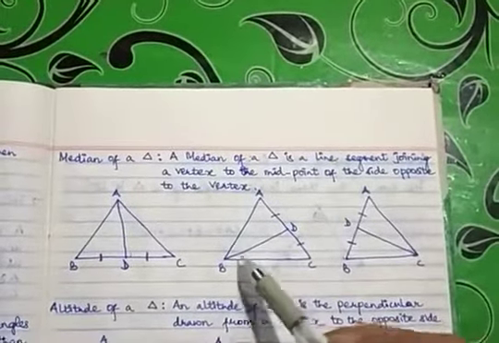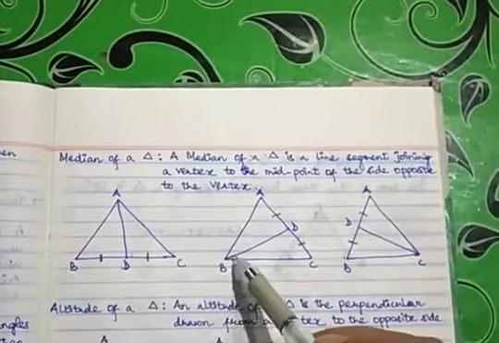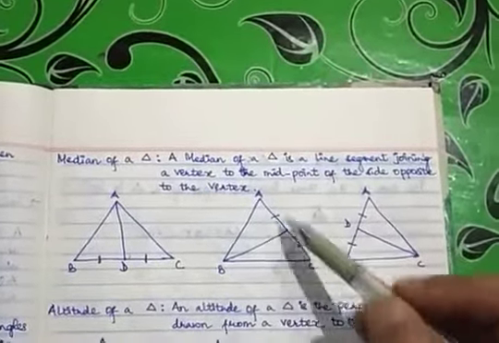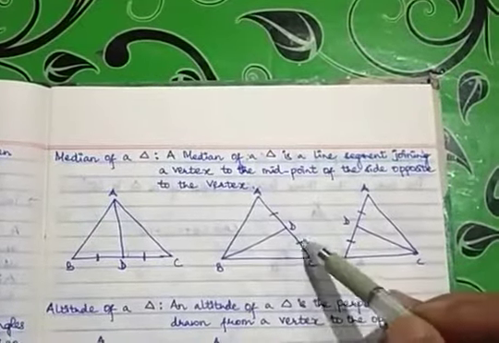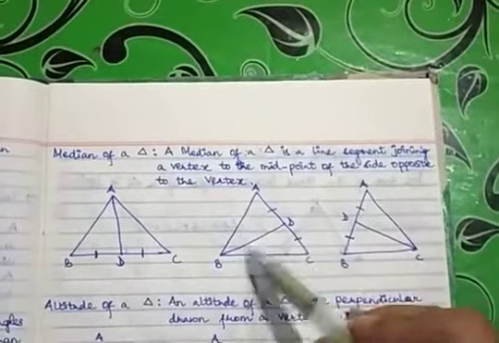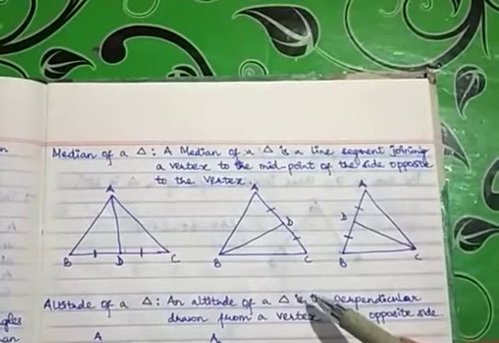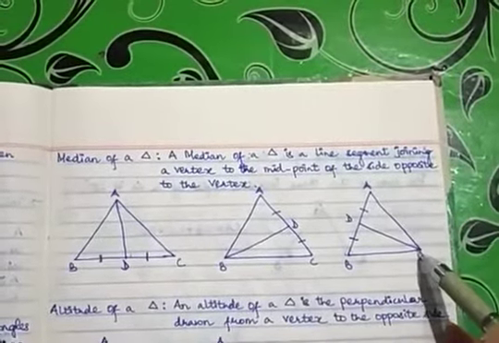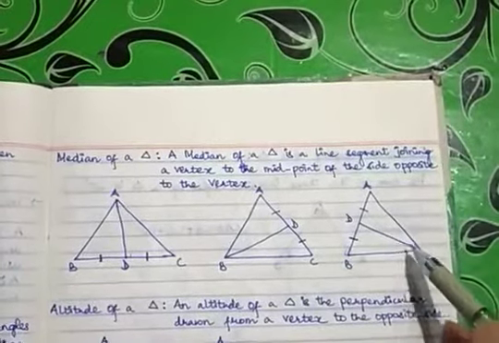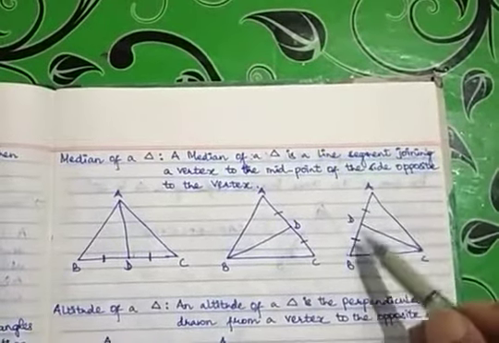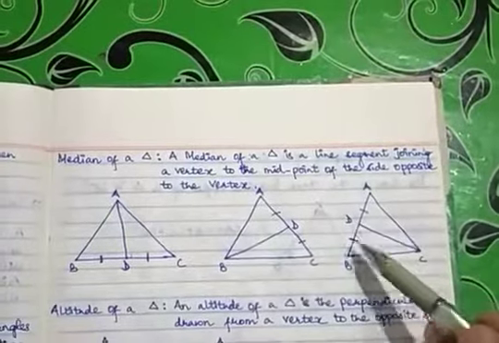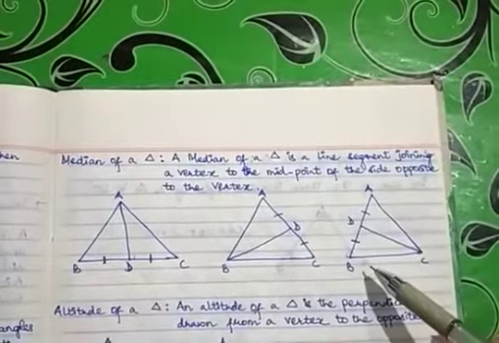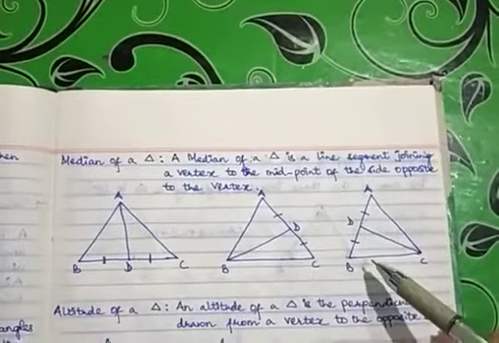Similarly from this vertex I have also drawn a line segment that has divided the line segment AC into two equal halves. See, AD and DC. At that time BD is known as your median. Similarly, when I draw a line segment from C towards AB which divides AB into two halves, AD and DB, that time CD is known as your median of a triangle. Okay.